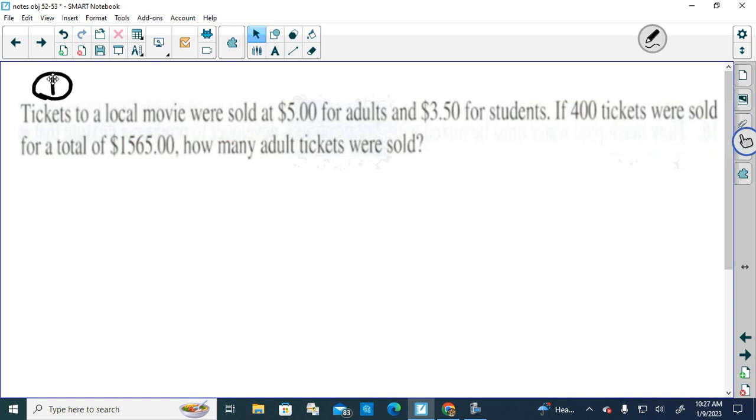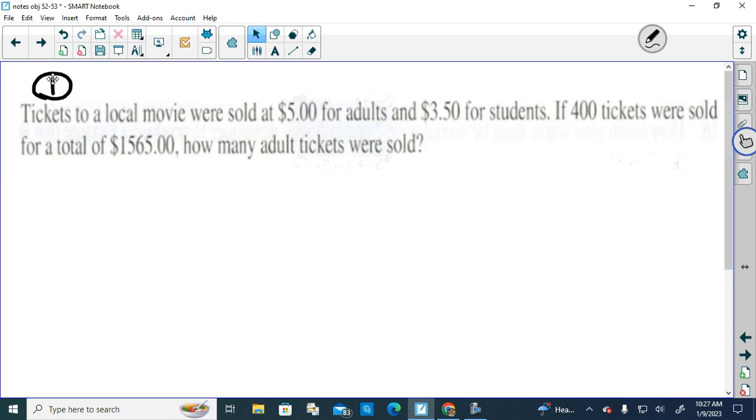It's on there, so you can just write on that if you want to. Okay, so tickets to a local movie were sold at $5 for adults and $3.50 for students. If 400 tickets were sold for a total of $1,565, how many adult tickets were sold?